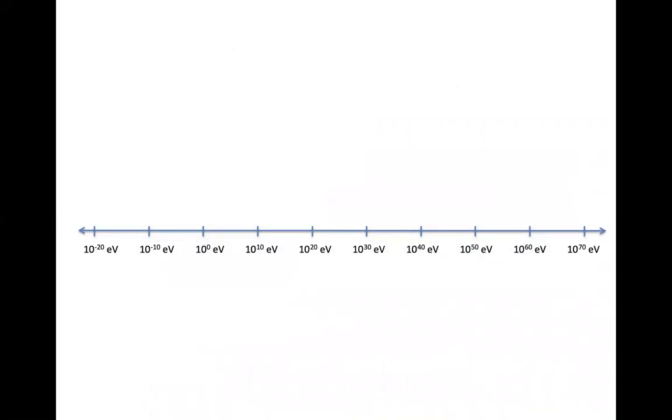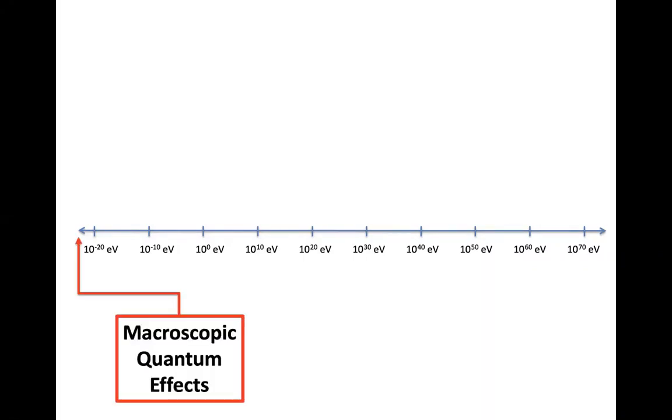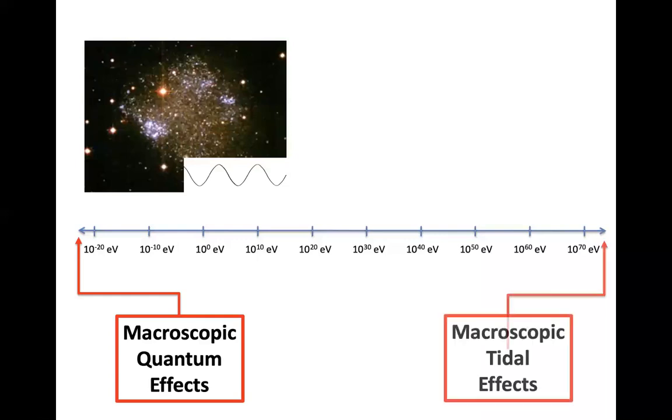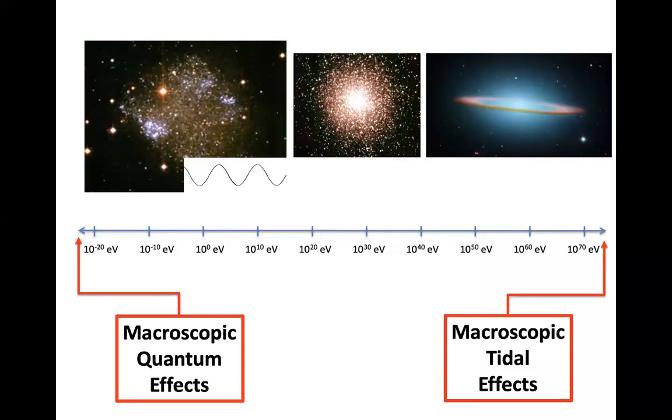So the landscape of dark matter particle masses, sort of following up on the last question that Matt received: does the dark matter necessarily need to lie at the electroweak scale? Well, the landscape is incredibly wider than that. And it really goes from 10 to the negative 22 electron volts all the way up to 10 to the 70, being bracketed by macroscopic quantum effects on the one hand and macroscopic tidal effects on the other hand.